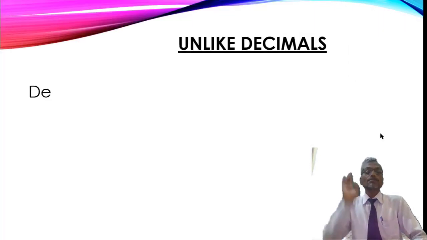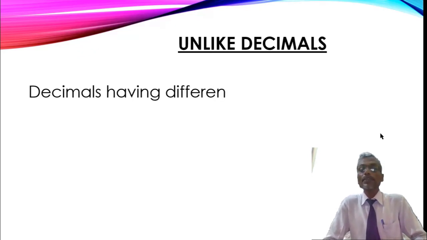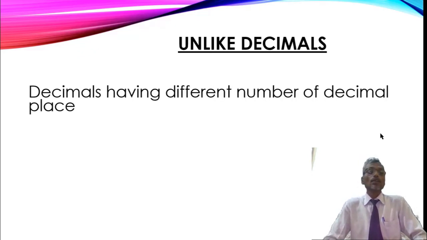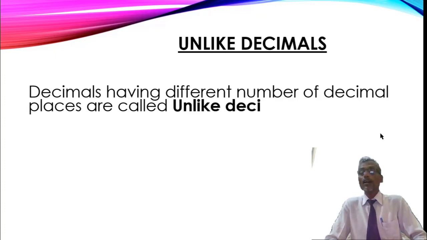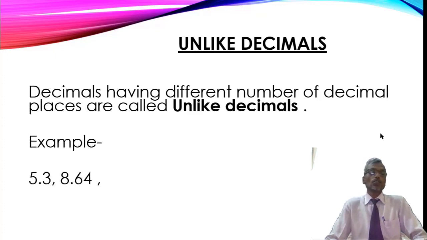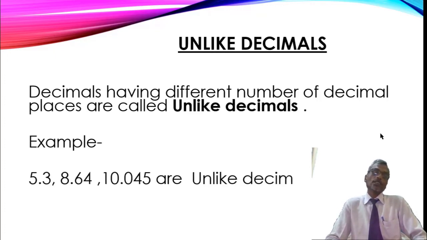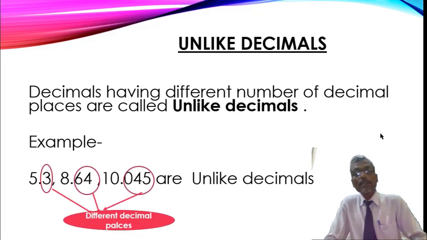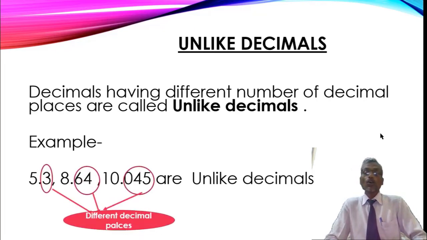Unlike decimals. Decimals having different number of decimal places are called unlike decimals. Example, 5.3, 8.64, 10.045. They are having different decimal places, so they all are unlike decimals.